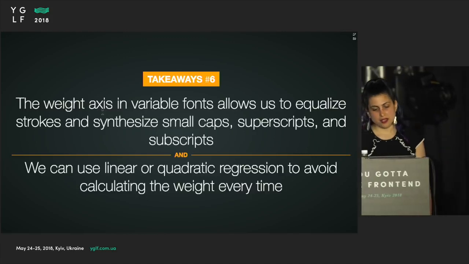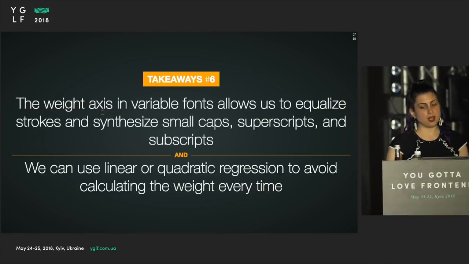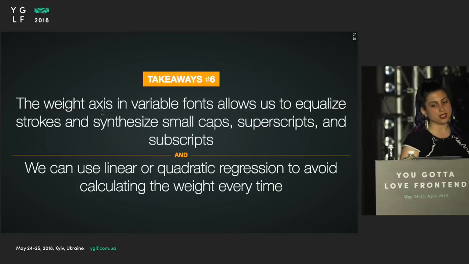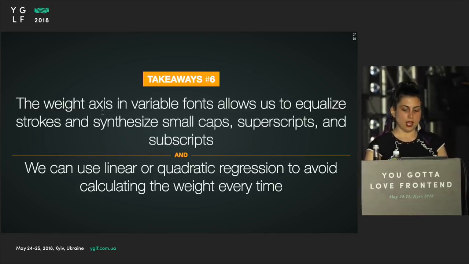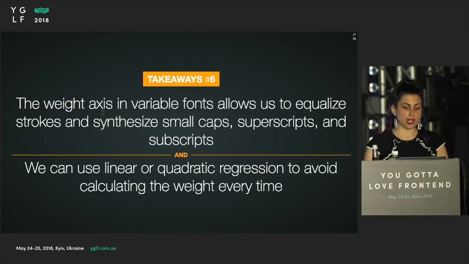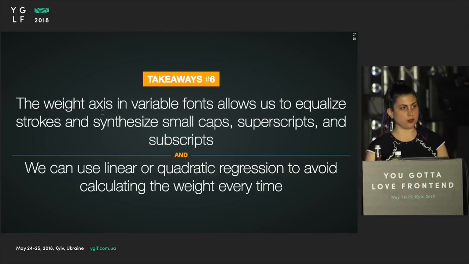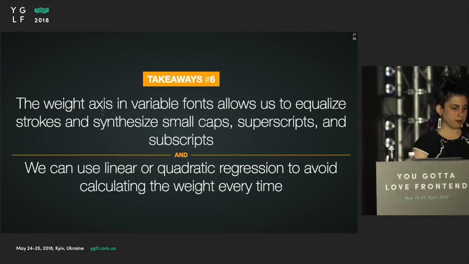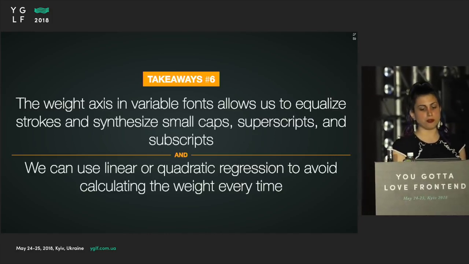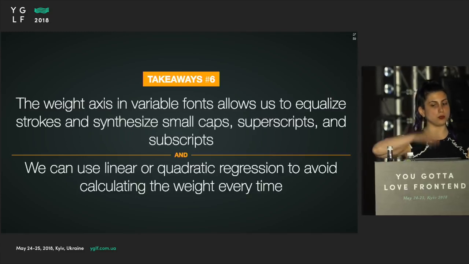So these kinds of minor tweaks allow us to equalize strokes, synthesize small caps, superscripts, subscripts, a ton of things. And we can use linear or quadratic regression to avoid calculating the weight every time for these tweaks. It's not perfect, but it can help a lot. And it's definitely much better than just leaving the weight to whatever it normally is.